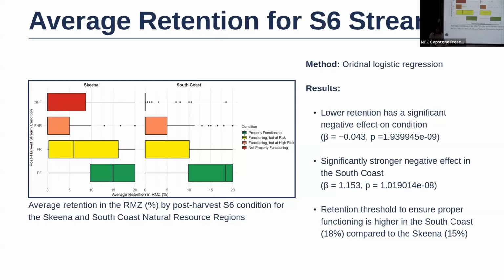Average retention and condition for S6 streams specifically was found to have a significant relationship. Specifically, results from an ordinal regression show that in both regions, lower retention is associated with worse stream condition. However, this negative relationship was found to be significantly stronger in the South Coast, suggesting that lower retention levels result in even greater declines in stream condition in this particular region. And this suggests that S6 streams in the South Coast may require a bit more protection.